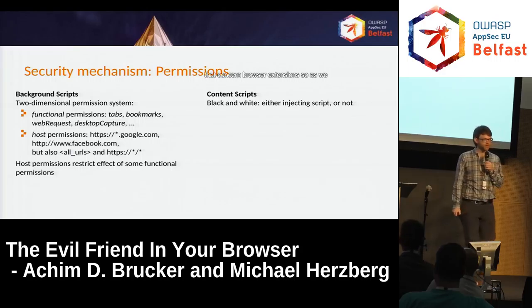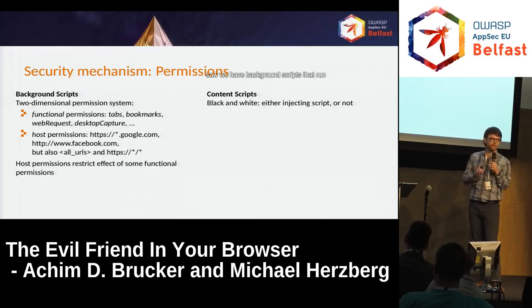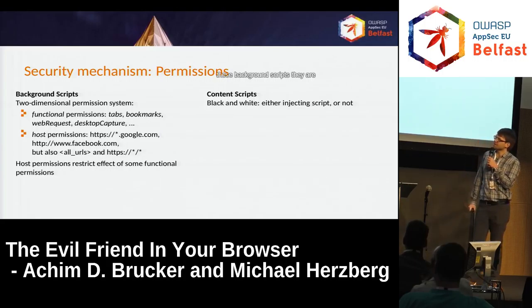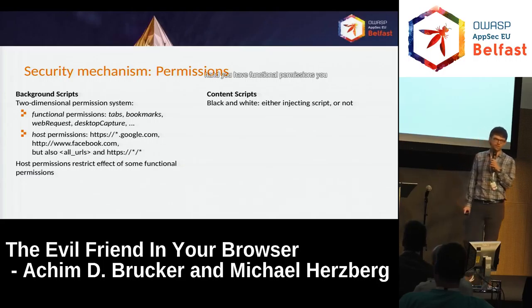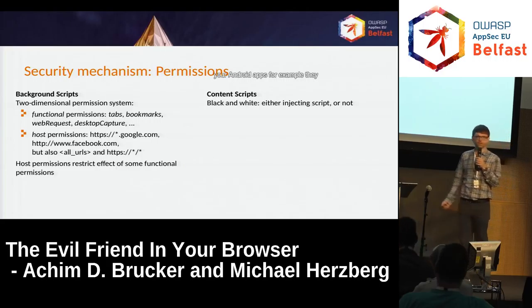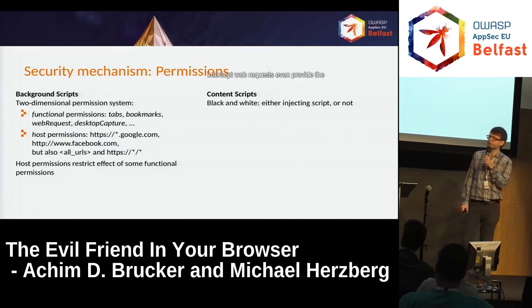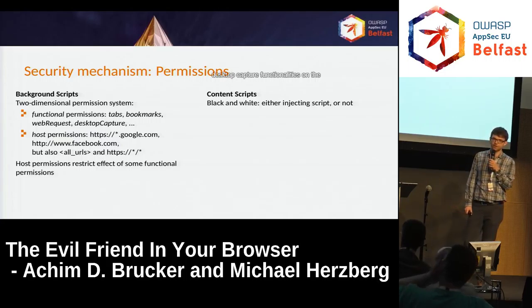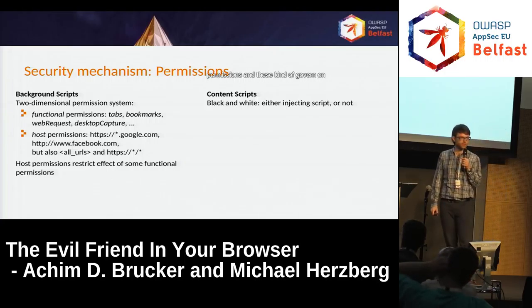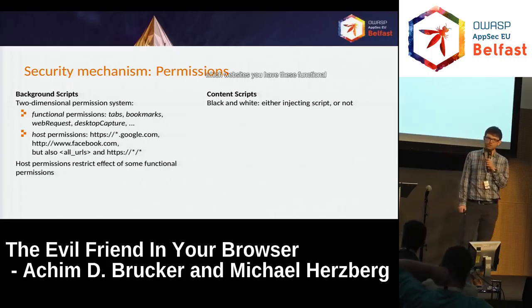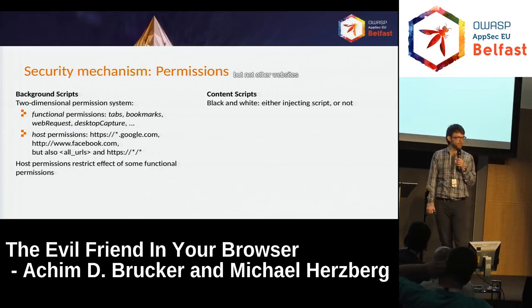Let's have a closer look at the security mechanisms that concern browser extensions. As we saw, we have background scripts that run in their own tab, and we have content scripts that run basically in foreign tabs. The background scripts are governed by a two-dimensional permission system. On the one hand, you have functional permissions. You know these kinds of permissions from your Android apps, for example. They regulate how your extension can access your tabs, your bookmarks, if it can intercept web requests or even provide desktop capture functionalities. On the other hand, you also have host permissions. These govern on which websites you have these functional permissions. So for example, if an extension had the web request permission along with the Facebook host permission, that would mean it could intercept all requests to Facebook.com, but not other websites.